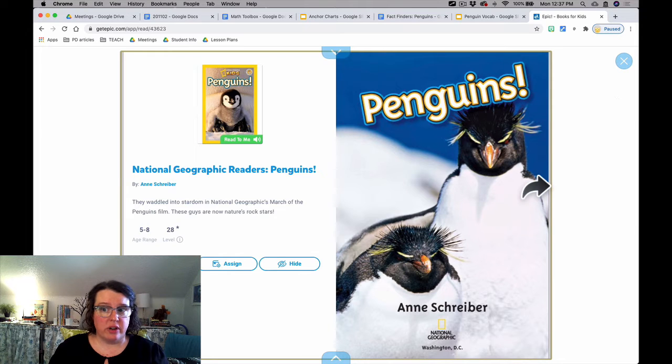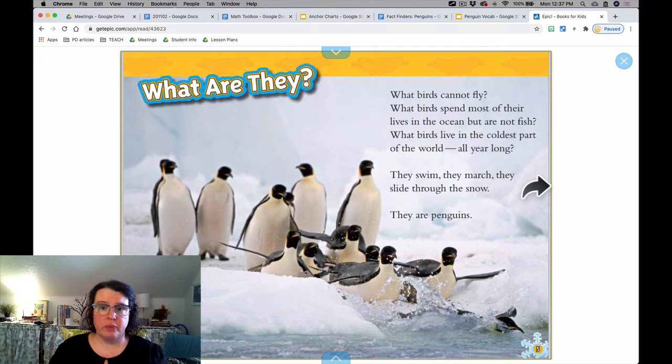Let's take a look at the very first page. So this is a different kind of book. This isn't a story. This is going to give us lots of facts. And we call this type of book a nonfiction book. And nonfiction just means that it's not a story. It has true information in the book. And this book is about penguins. So it's going to have true information about penguins.